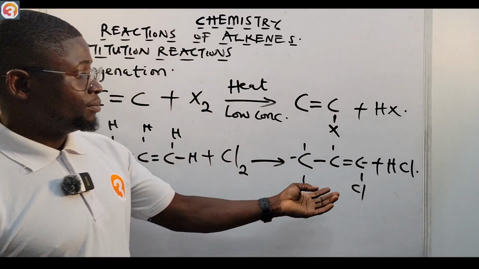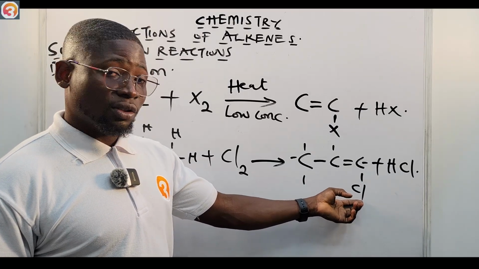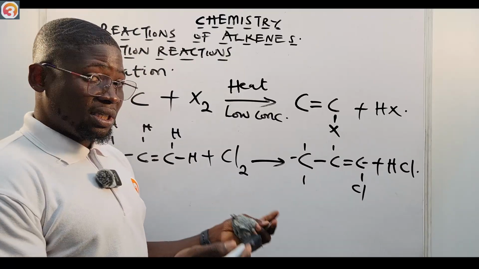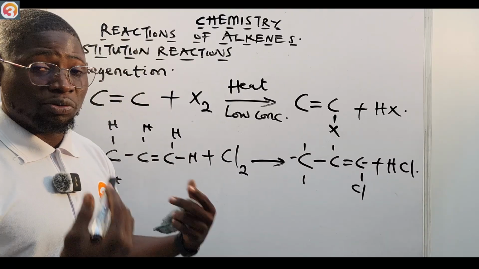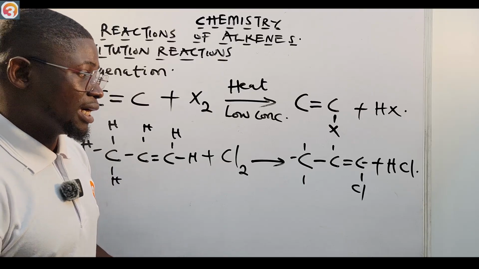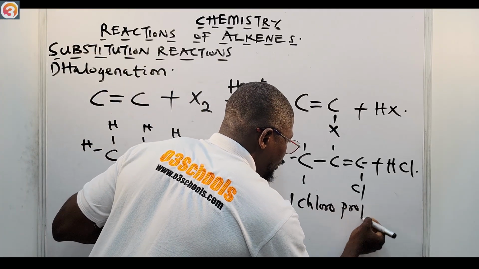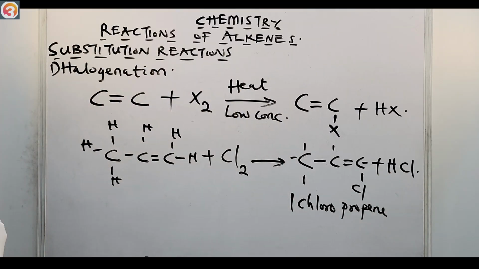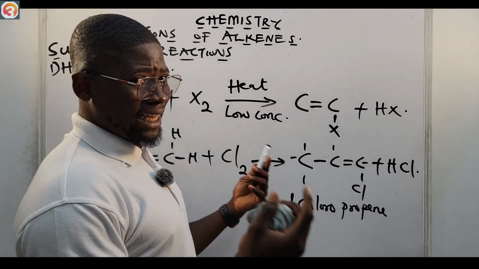We can name this compound. This is 1-chloropropene. Some people say 1-chloroprop-1-ene. Like I told you, propene does not have prop-2-ene, so you can just say 1-chloropropene. It's as simple as ABC. Now, this is the substitution reaction that alkenes undergo.